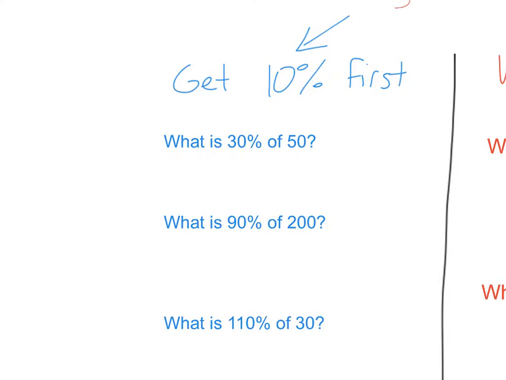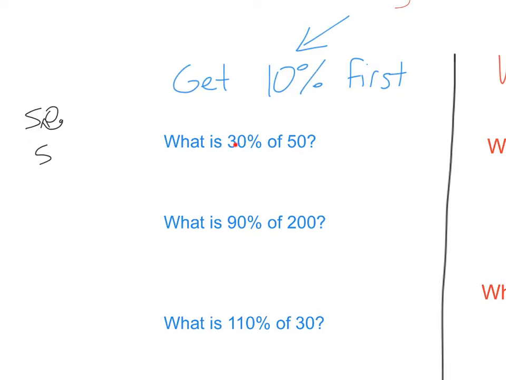If I have to find 60%, I can find 10% and multiply it by 6. If I need to find 75%, that might be a little different, so we'll get into that. But let's do this first one first. What's 30% of 50? Well, first of all, what is 10% of 50? 10% of 50, move that decimal one place to the left, and so it's 5.